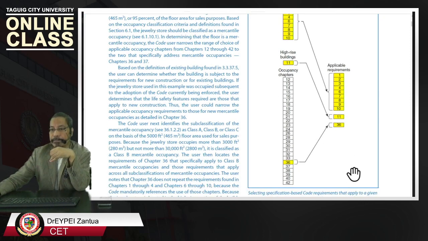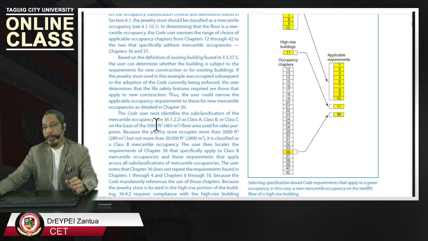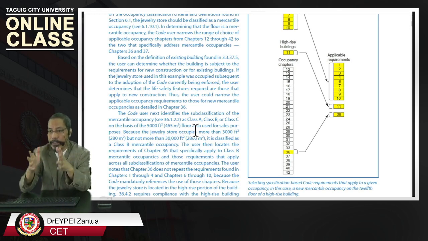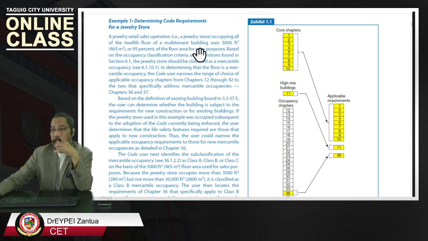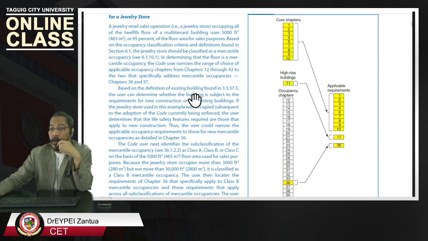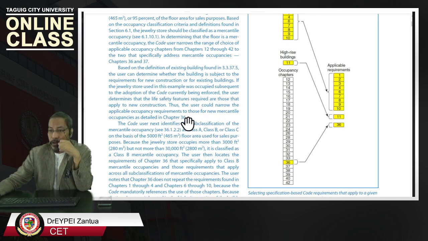And then next, the code user identifies the subclassification of the mercantile occupancy. What is the subclass? We already know that it is a mercantile occupancy, but what is the subclass? Because for example, this jewelry store is new, we have to use chapter 36. There is no date in the example, so we have to assume that it is new. So chapter 36 and subclassification A, B, C on the basis of what?